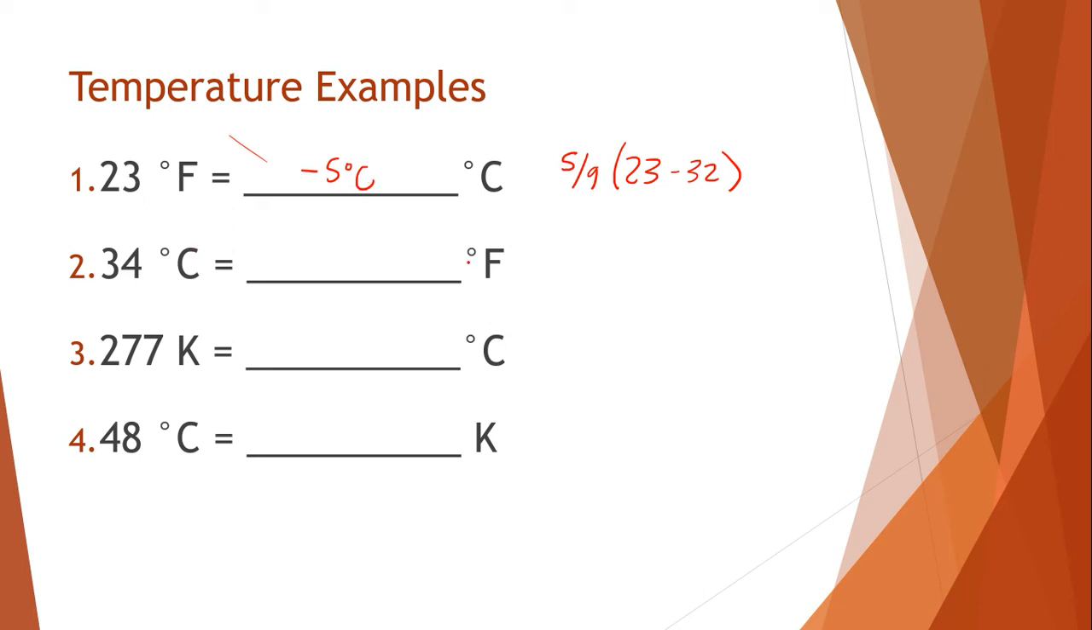If I'm going from Celsius to Fahrenheit, you should recognize that I need to use the equation 9/5 times my degrees Celsius, which is 34, plus 32. That 32 is part of the equation, and you get 93.2 degrees Fahrenheit.